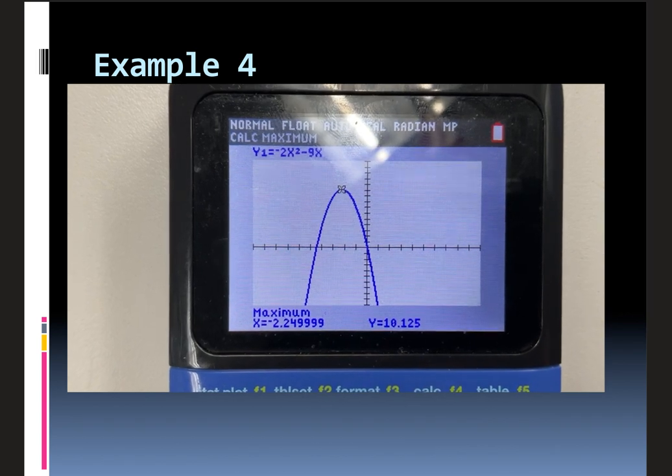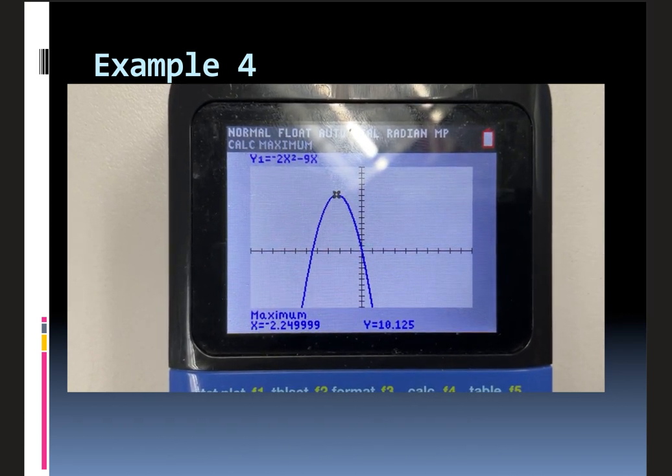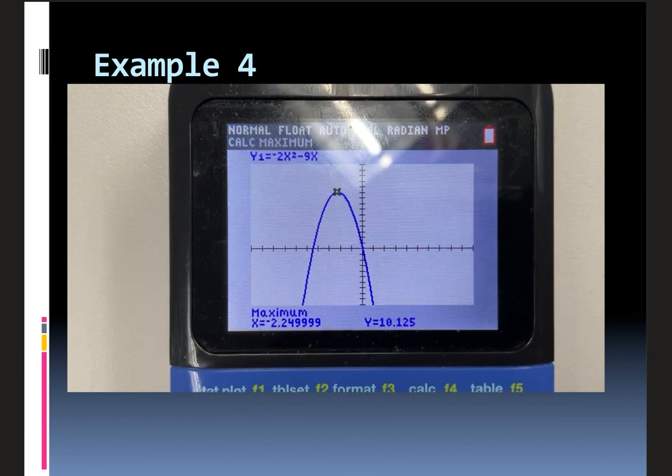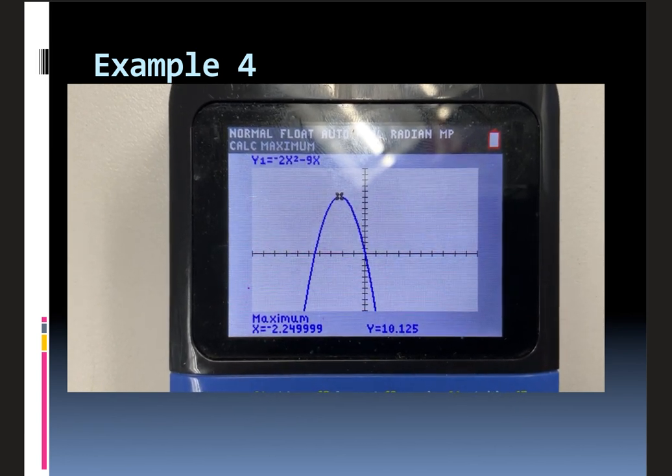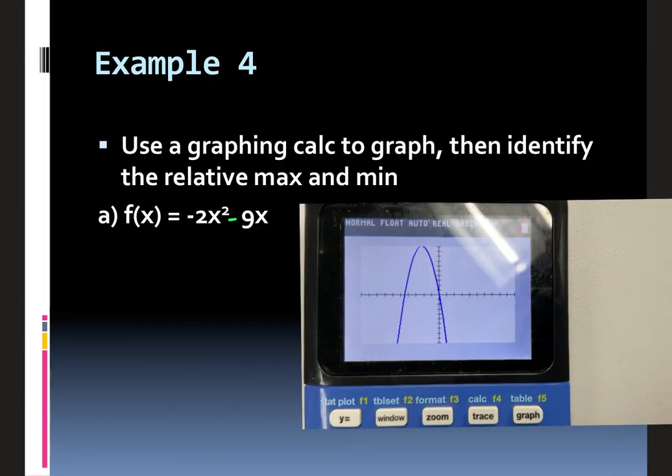And my maximum coordinate point is negative 2.499, which would round to negative 2.25. And my maximum y is 10.125. And remember, we use 3 decimal places. All right, so if it just says find the relative max and min, right? If there was more than one, obviously we'd list it, but there was only one max here.